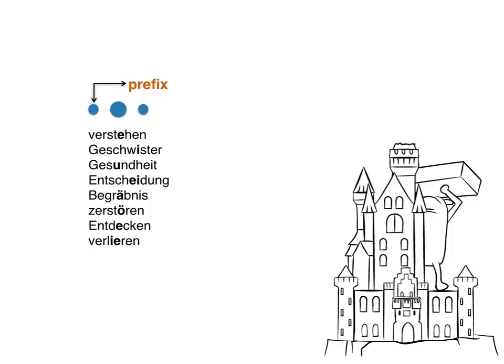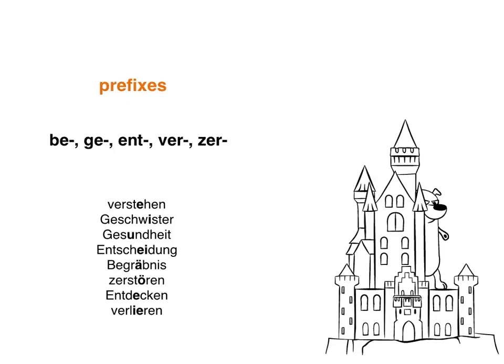So, are you finished? Definitely? Then let's go on. The prefixes are be, ge, ent, ver, zer. Be, ge, ent, ver, zer. If you weren't really able to detect them, that's no problem. It's important that you learn them now. But if you don't have the feeling yet about German stems and prefixes, don't worry, just learn these prefixes now.